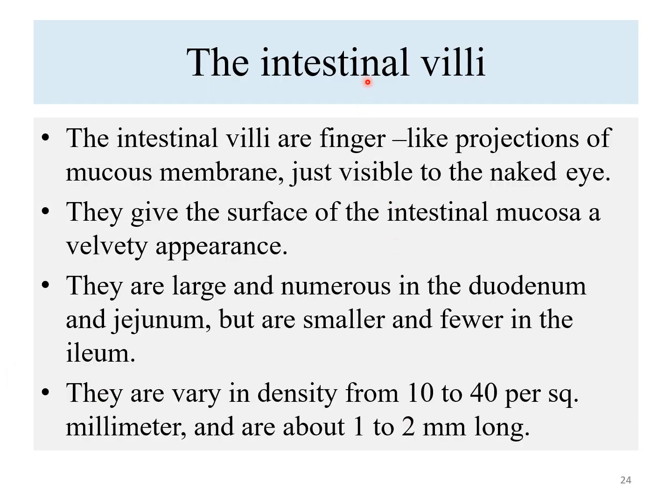About the intestinal villi, we have seen they are finger-like projections of mucous membrane into the lumen of small intestine. They give a velvety appearance. The mucosa of small intestine has velvety appearance because of finger-like projections called villi. They are large and numerous in duodenum and jejunum, but smaller and fewer in ileum. Their density varies from 10 to 40 per square millimeter and they are about 1 to 2 millimeters long.